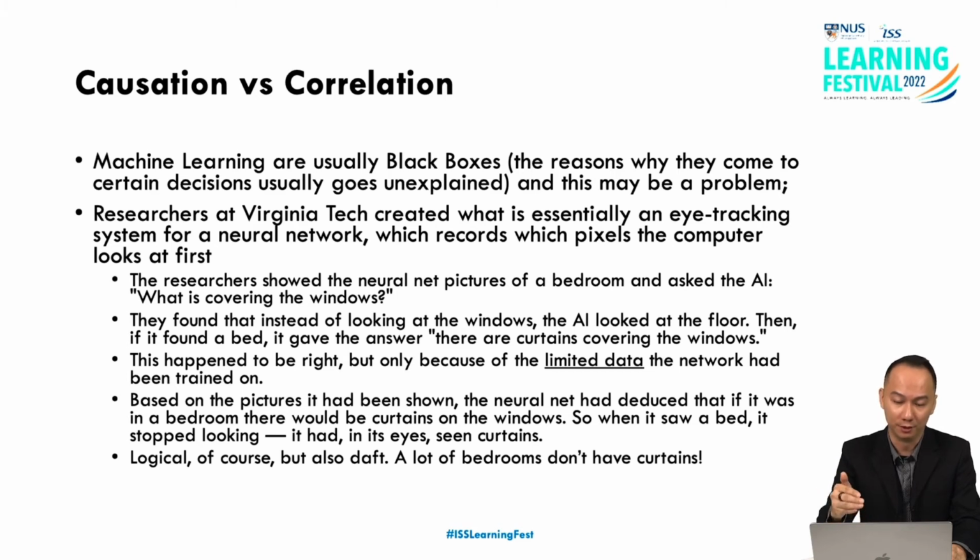But when you dig deeper, what happened is that instead of looking at the windows themselves, when asked what is covering the windows, they actually looked at the floor. And if there's a bed, it gave the answer that there are curtains covering the windows. So this is a classical example of the data that we gave to the AI solution being biased in the first place. It just so happened that the data has a correlation, but in actual reality, it wasn't smart enough to tell you whether there's something covering the windows.